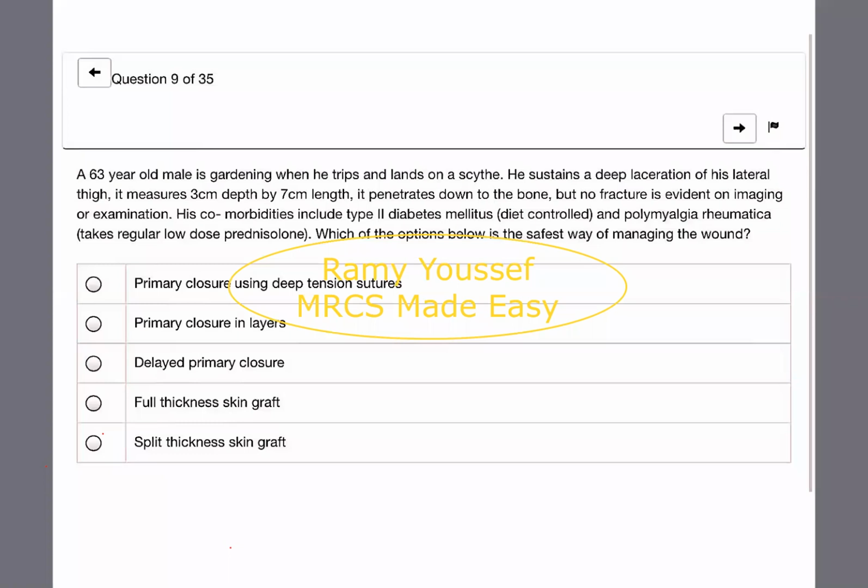It's a diabetic patient with polymyalgia rheumatica, takes corticosteroids. And this is a wound 3 centimeters in depth and 7 centimeters in length, penetrating down to the bone. He lands on some sort of knife, something used for cutting.